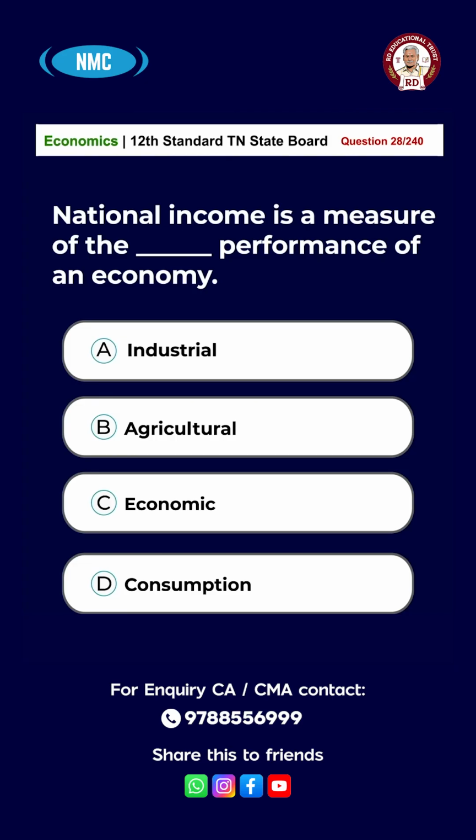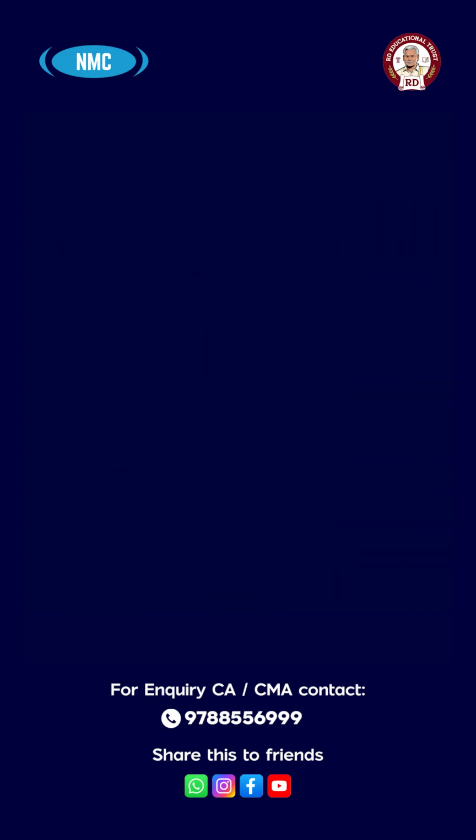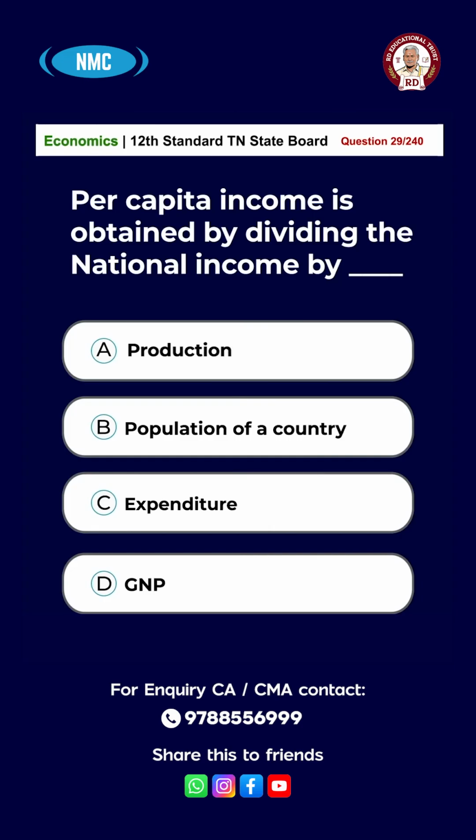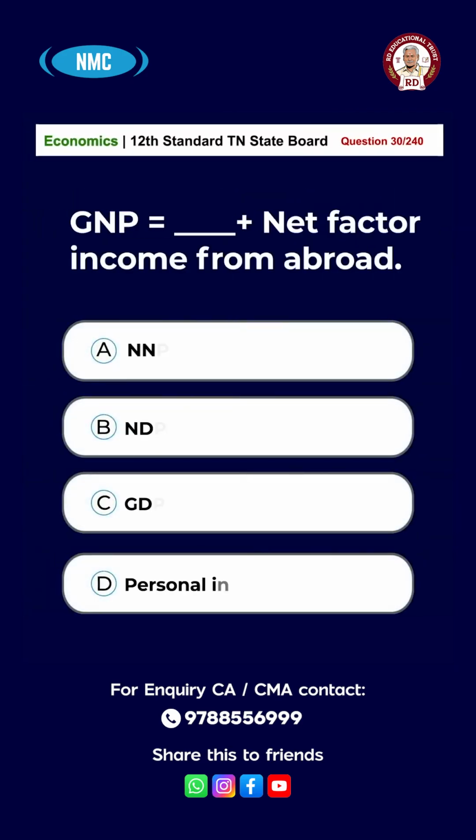B. Agricultural. C. Economic. D. Consumption. The answer is option C. Economic. Question number 29. Per capita income is obtained by dividing the national income by A. Production. B. Population of a country. C. Expenditure. D. GNP. The answer is option B. Population of a country.